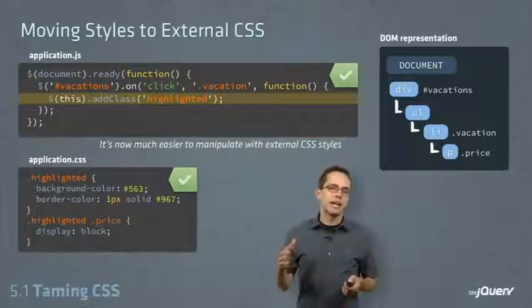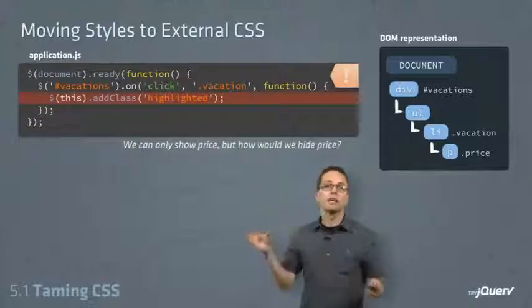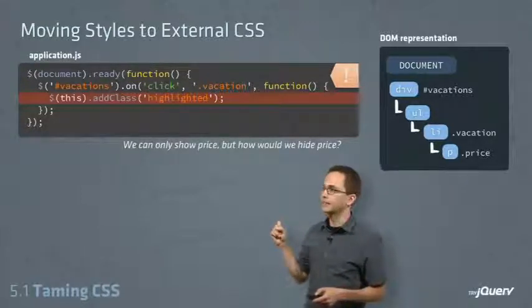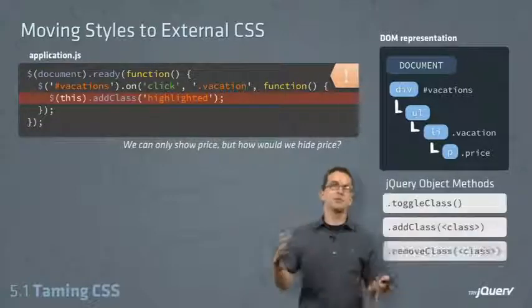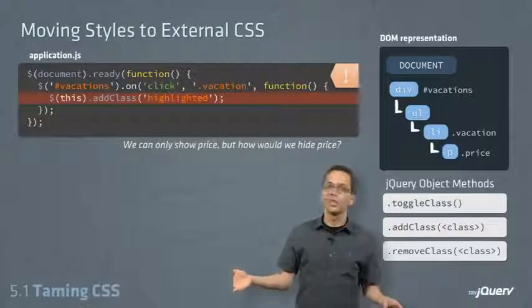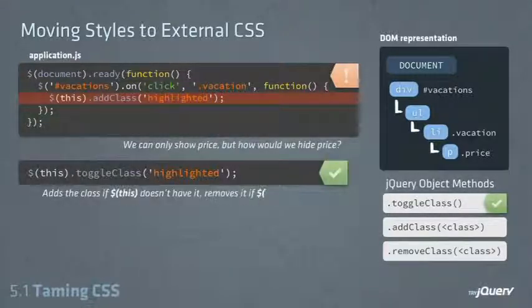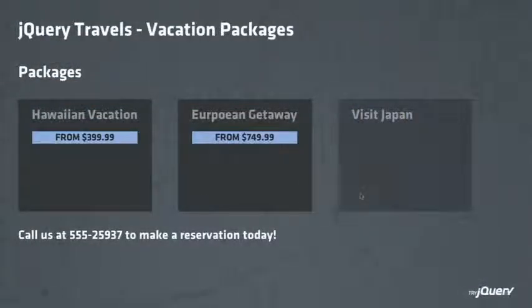One more feature we want to add here is when we click on the li for the second time, we want the price to go away. So how do we remove the highlighted class? Well, remember, not only do we have add class and remove class, but we can also do toggle class. So let's go ahead and do that. We'll add toggle class highlighted, and then it will add the class if it doesn't have it, and if it does, it will properly take it away. And here we are back in our web page, and as you can see, it works.